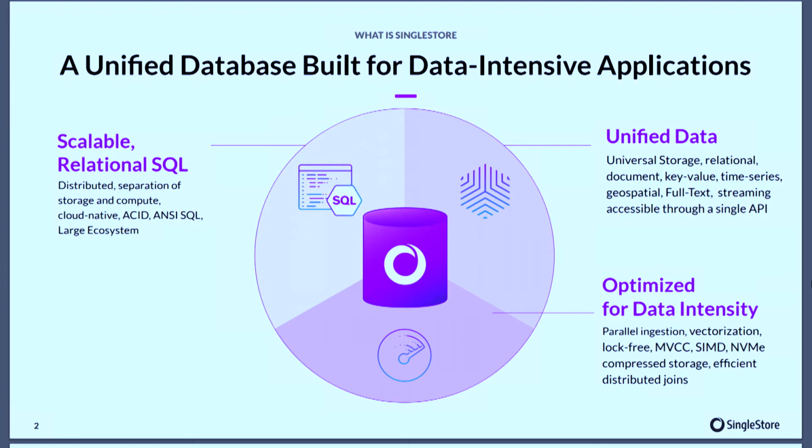Combined with the unified data, the ability to have universal storage, which gives you the ability to run analytics and transactions on a single table type, and a multi-model system that gives you any type of data you want to store and query over, whether it's full text or geospatial or relational or time series or streaming, all through a single API. And it's optimized for data intensity, giving you the fastest query and ingest speeds through a series of technical innovations through our distributed query execution engine and our unique storage architecture.